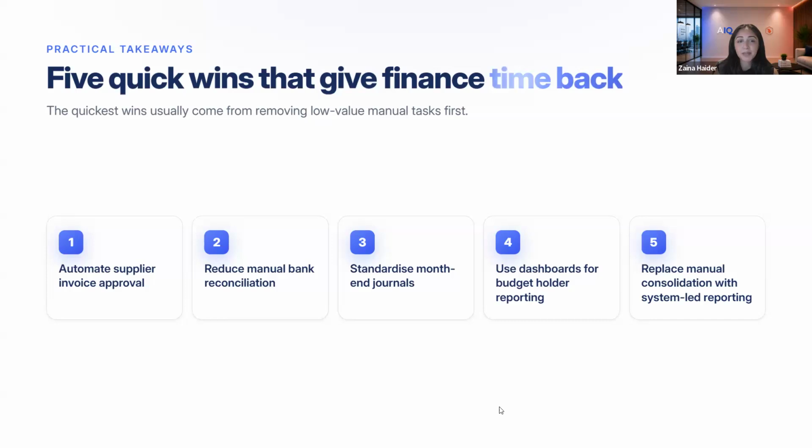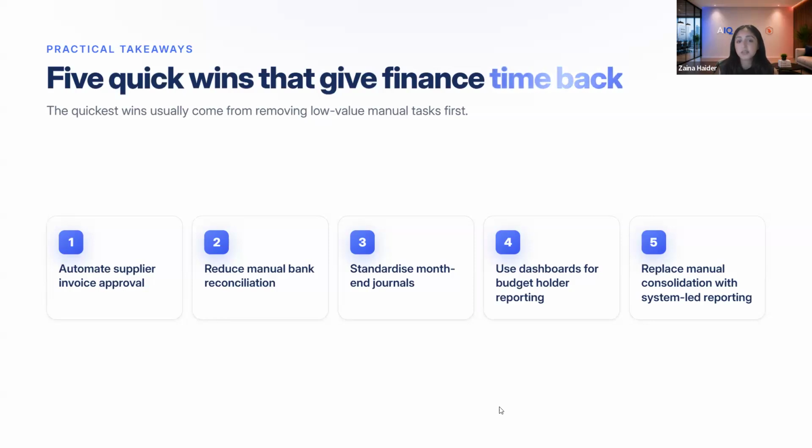Next one here is reduce manual bank reconciliation. That one is actually going to be compounding and saving you time even more every month, especially if you can benefit from auto matching and machine learning, where they're able to learn your transactions and know how to allocate them more each month.